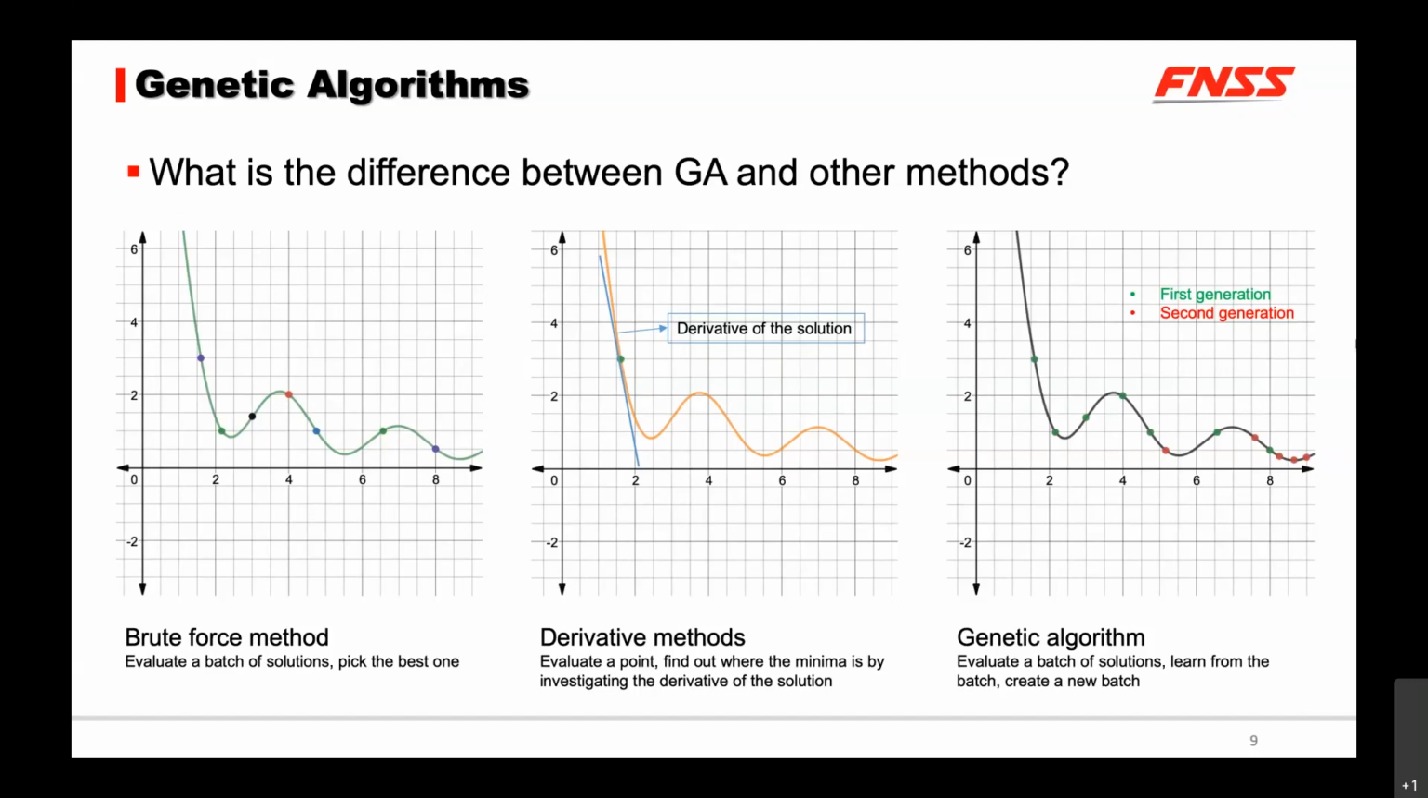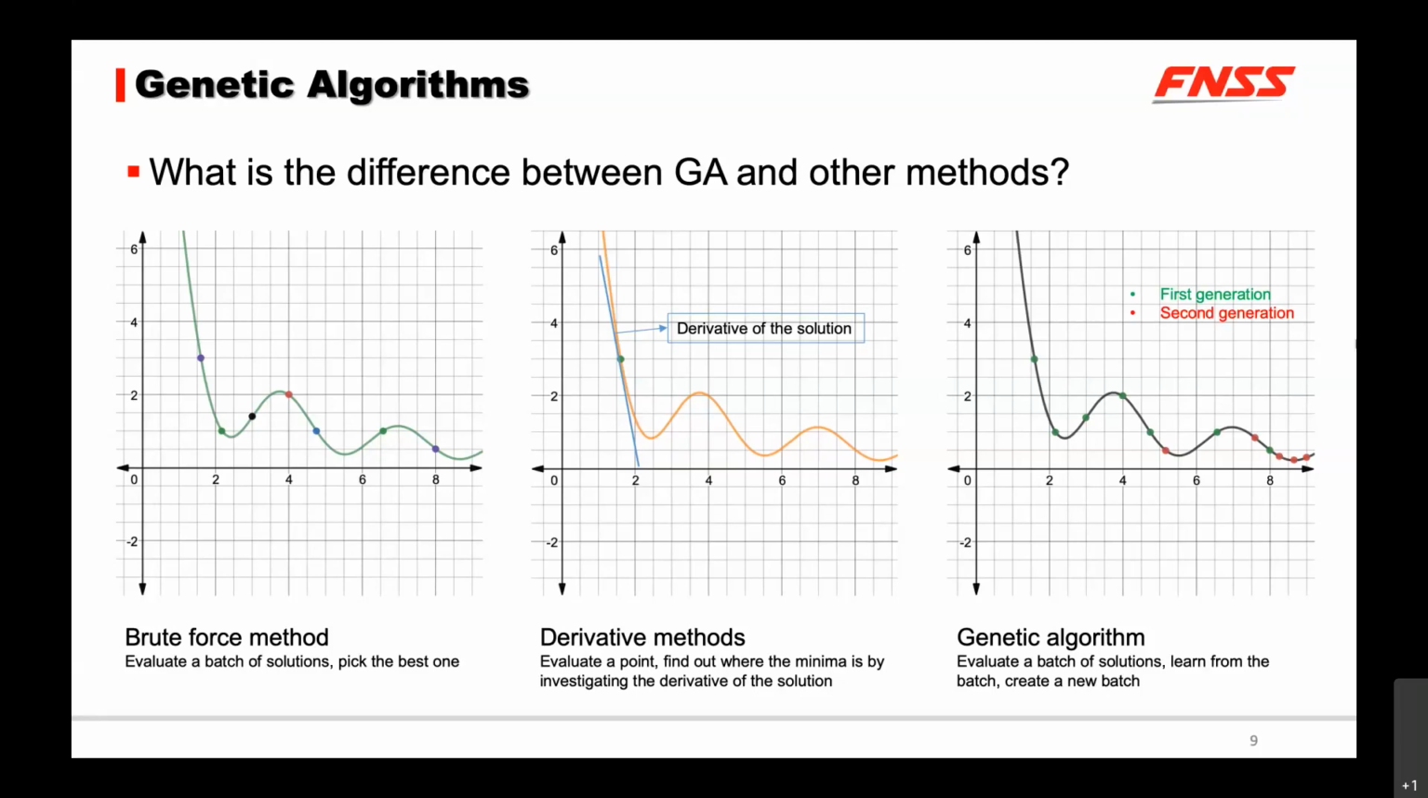The second one is derivative-based optimization. Derivative-based optimization is the most popular optimization algorithm there is. In this one, we evaluate a solution and then we calculate the derivative of that solution. That derivative tells us where the local minima is located, which is very useful. But as you can imagine, calculating the derivative can be very hard, and these algorithms can get stuck in local minima.